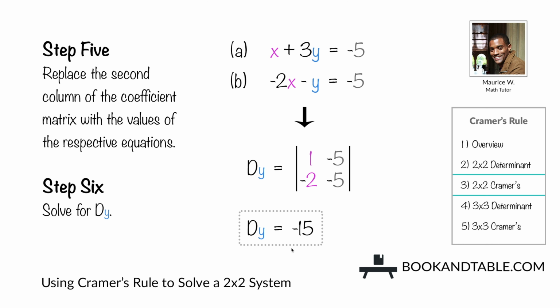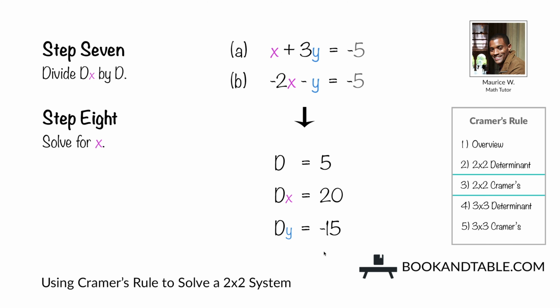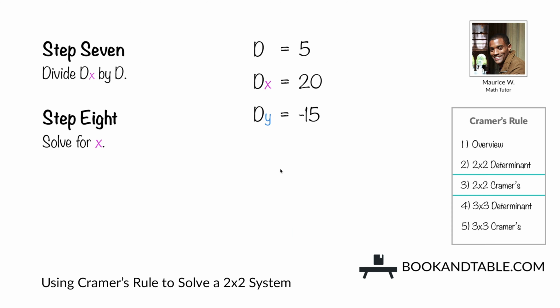So now that we know d, dx, and dy, d is equal to 5, dx is equal to 20, and dy is equal to negative 15, we can now use these three pieces of information to find x and y. So we first want to divide dx by d so that we can solve for x. So I'll put the equations to the side for a moment since we just need to work with these three determinants for now. And now when we divide dx by d, we get x is equal to 20, this is dx, divided by 5, which is d.